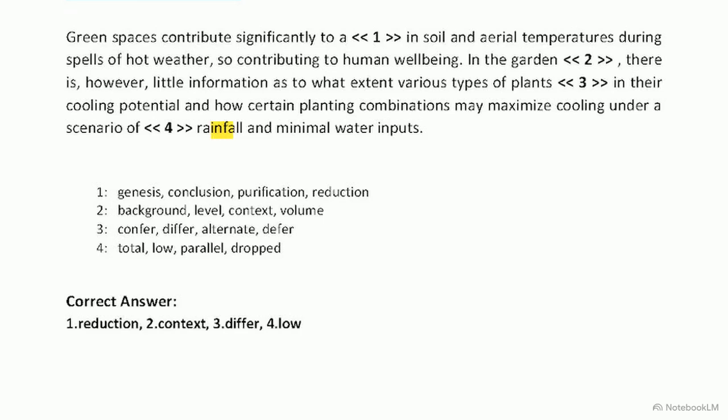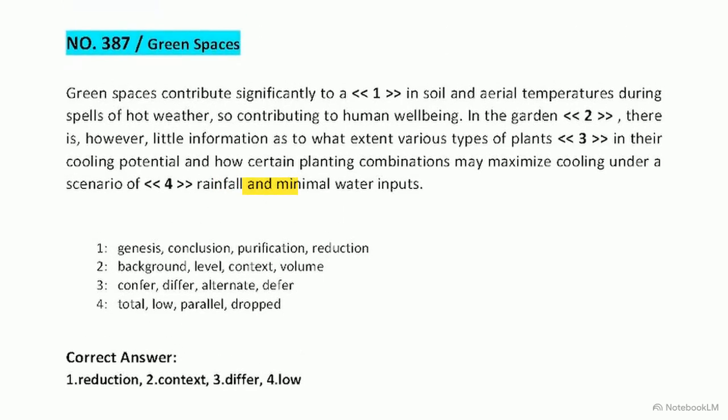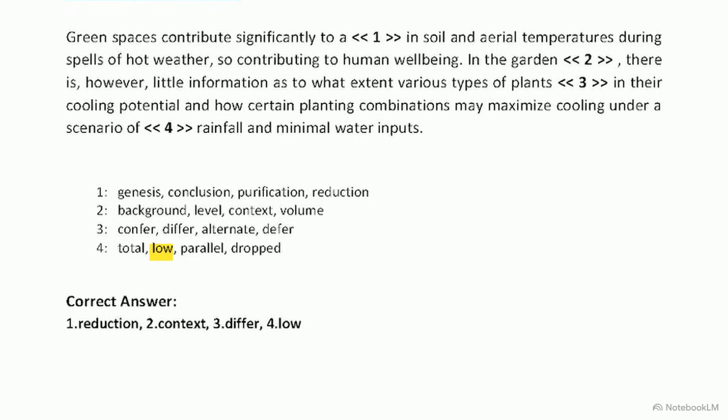At the final blank, the conjunction "and" links two parallel ideas. This conjunction forces the missing word to mirror the meaning of the adjective in the subsequent phrase, minimal. Using the word dropped creates an awkward phrasing here. To mirror minimal water inputs, we use the standard noun phrase, low rainfall.